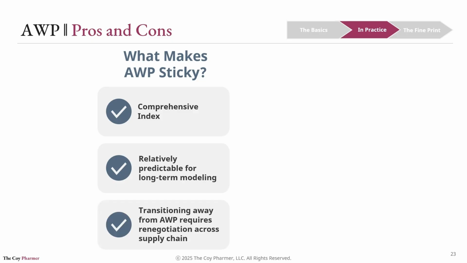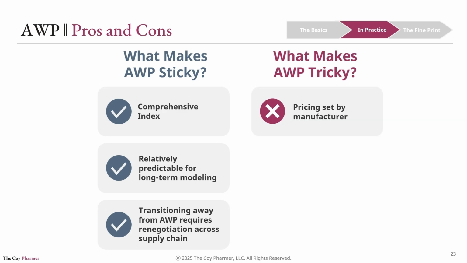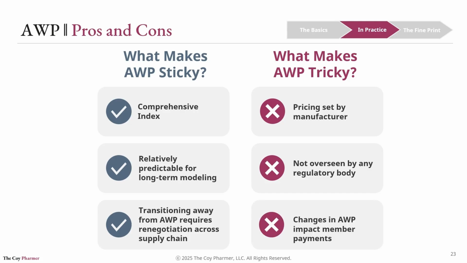And lastly, and probably most importantly, transitioning away from AWP would require renegotiation across the supply chain, which could include PBMs having to renegotiate contracts with pharmacies and also having to renegotiate contracts with plan sponsors. What are some things that make AWP tricky? So we talked about this in the beginning. The pricing is set by the manufacturer. It's not necessarily overseen or reported by any regulatory body. And then finally, changes in AWP can impact member payments, and we'll review a little bit of those impacts in the fine print section.